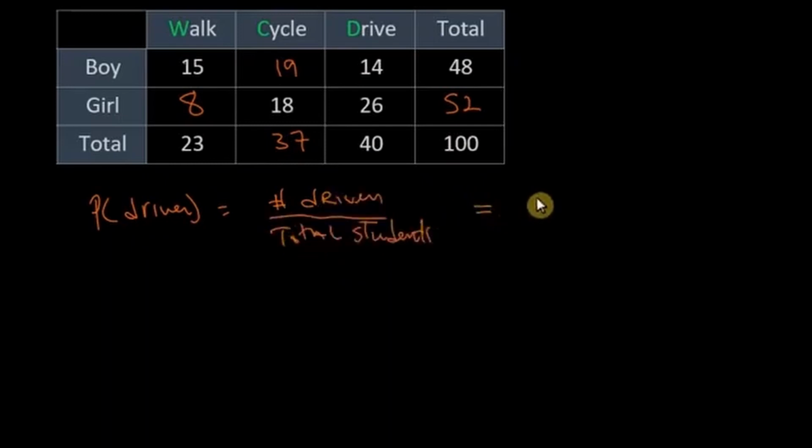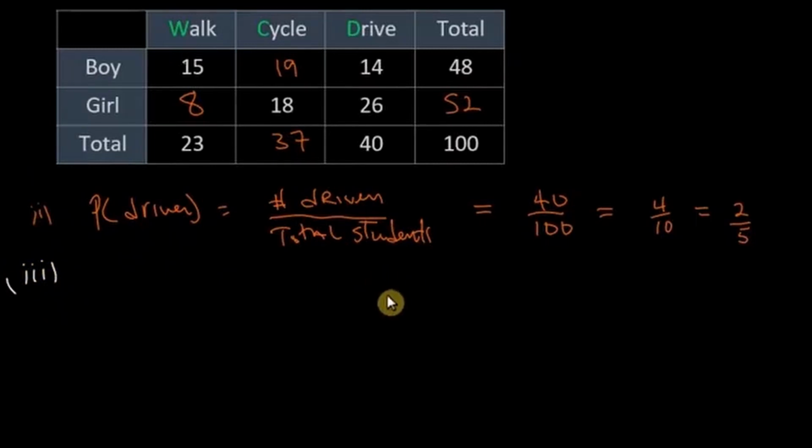So that is equal to 40 over 100. This is just a relative frequency, which is equal to 4 over 10, or we could write it as 2 over 5. This is part 2. So part 3 of the question reads as follows.